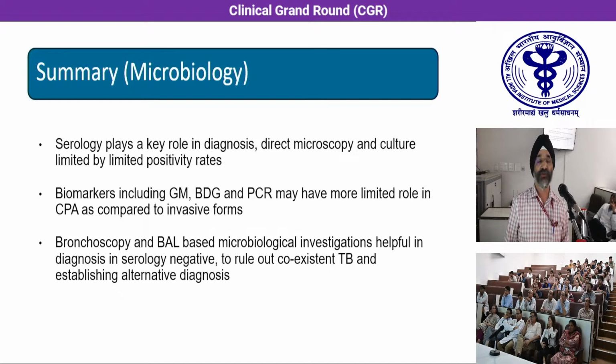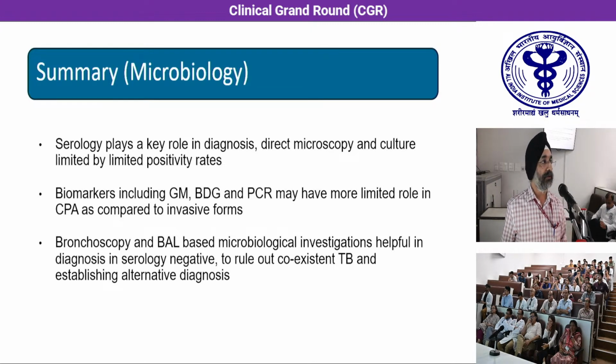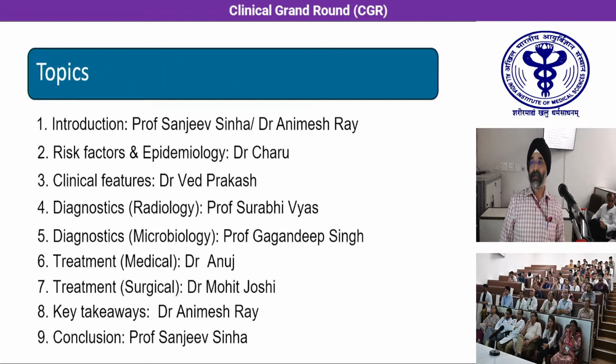So just to summarize, serology, as we know, plays a key role in diagnosis. Direct microscopy and cultures have limited positivity rates. Biomarkers, although well established for invasive pulmonary aspergillosis, have a limited role in CPA. Bronchoscopy and BAL-based microbiological investigations are helpful in seronegative CPA cases, and also to rule out coexisting TB as well as to establish alternative diagnoses. So I hand over the podium now to Dr. Anuj to discuss the medical treatment.